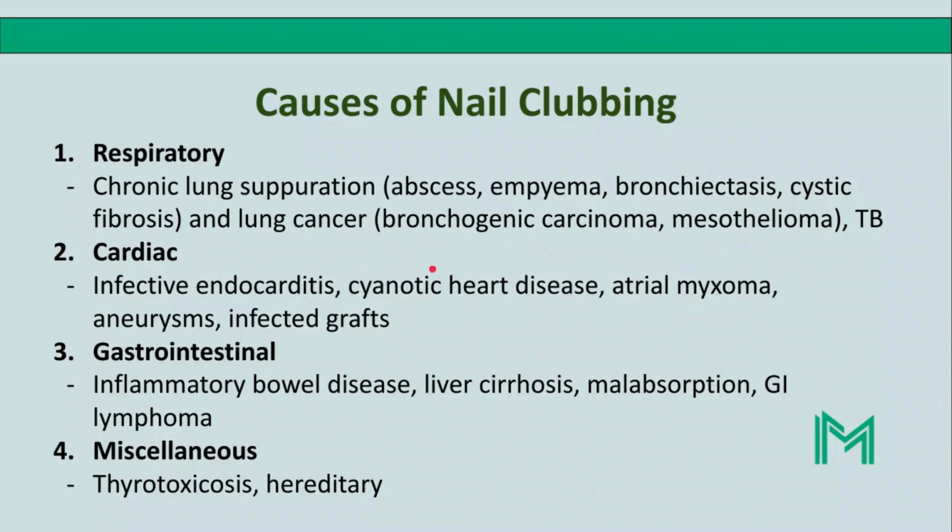For cardiac causes of nail clubbing, you may see it in infective endocarditis, cyanotic heart disease, atrial myxoma, aneurysms, and infected grafts. For gastrointestinal causes, you see clubbing in inflammatory bowel disease, that's Crohn's disease and ulcerative colitis. You can also see it in liver cirrhosis, malabsorption, and GI lymphoma. You may see it in thyrotoxicosis, and it may be hereditary. Some people are entirely normal but inherit clubbing. These are the common causes of nail clubbing.